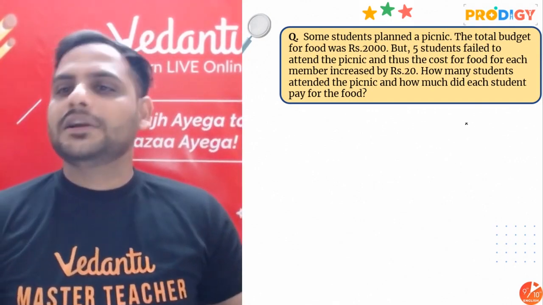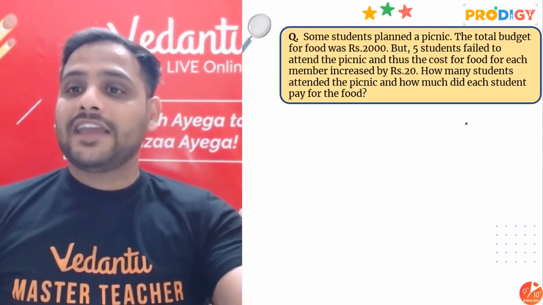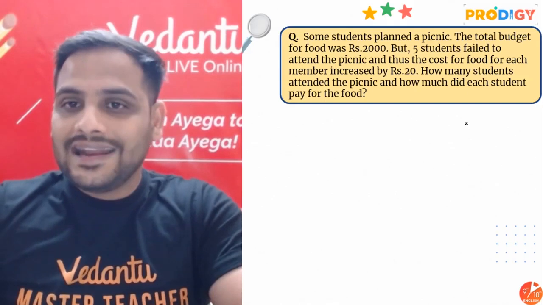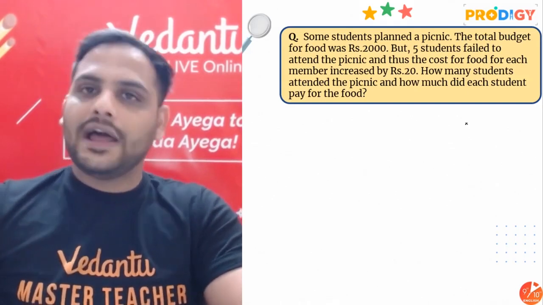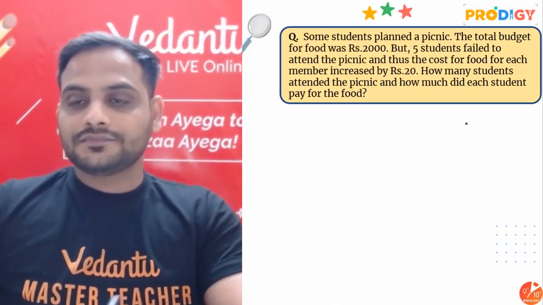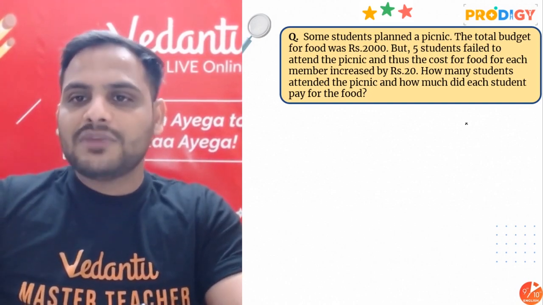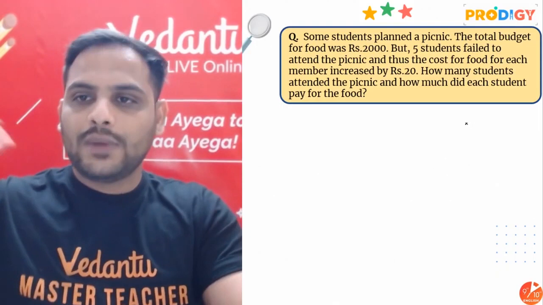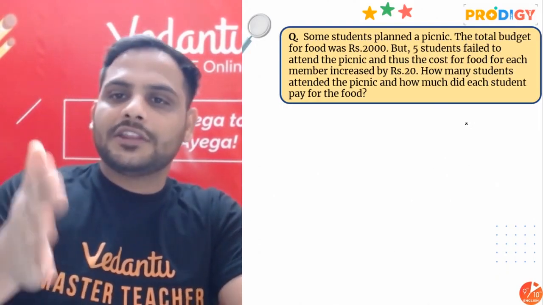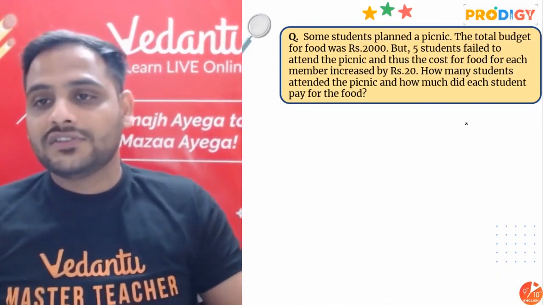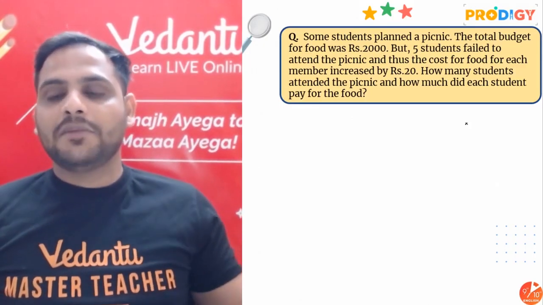Some students planned a picnic. The total budget for food was rupees 2000, but 5 students failed to attend the picnic. The 5 students did not come. Thus, the cost of food for each member increased by rupees 20. How many students attended the picnic, and how much did each student pay for the food?